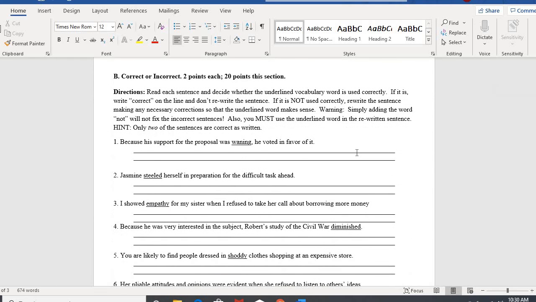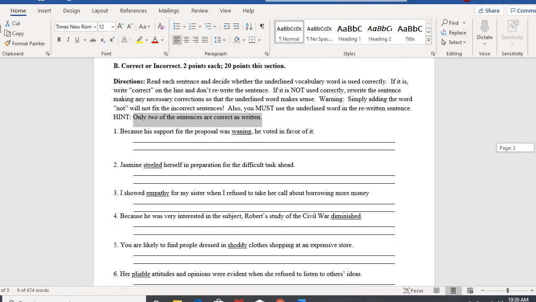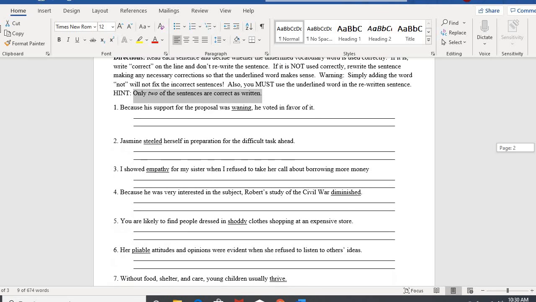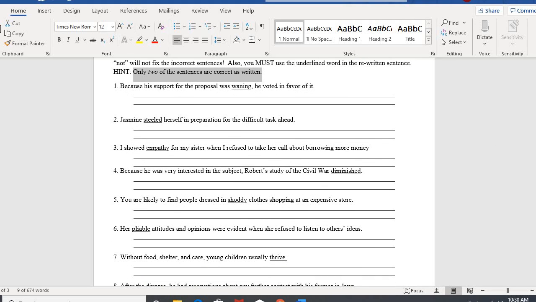Part B is the correct or incorrect, and it tells you right in there. 2 of them are correct the way they are written, so make sure you only have the word correct written twice. So go through, and you want to keep the underlined words the same and change the sentence just a little bit. So for instance, on this first one, because his support for the proposal was waning, he voted in favor of it. Well, just a heads up, that's incorrect, but I don't even need to write the word incorrect there. I just rewrite the sentence.